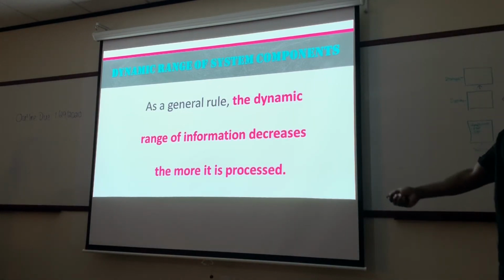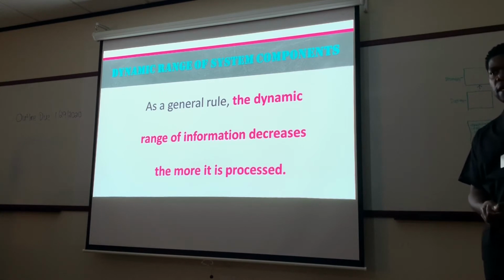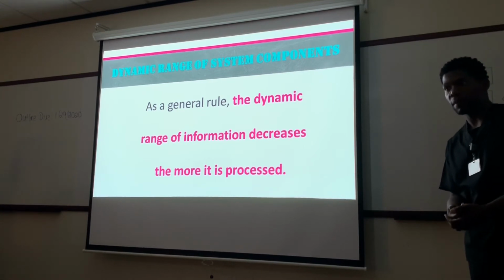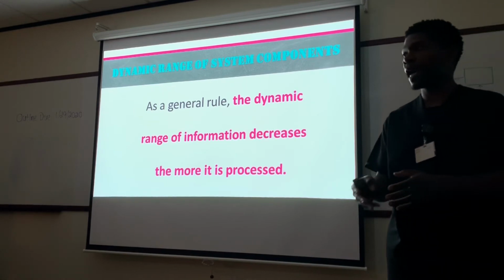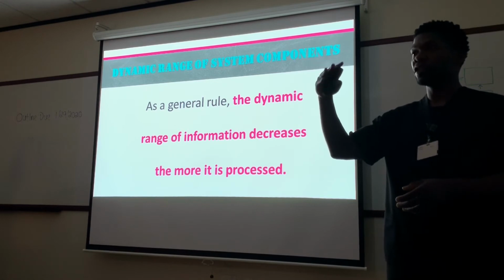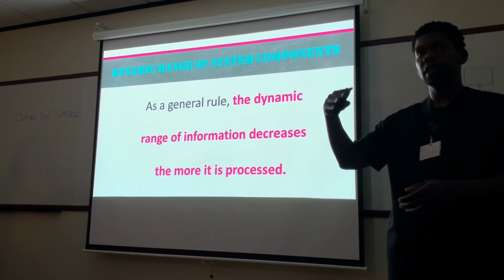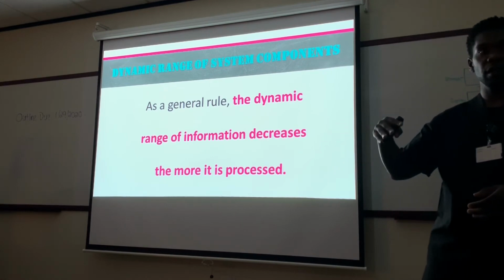So, as a general rule, I stated this a couple of times, the dynamic range of information decreases the more it is processed. Okay? The dynamic range of information decreases the more it is processed. Meaning we're losing the number of available choices we have every time information is being processed, from the transducer, to the receiver, to the scan converter, to the display, to the image, up to the storage, to the archiving.